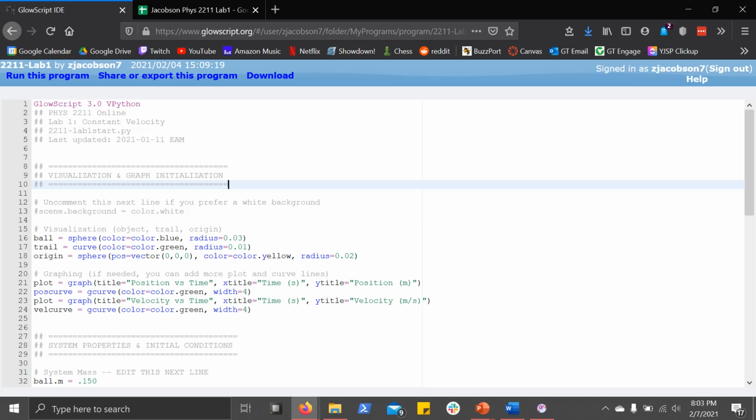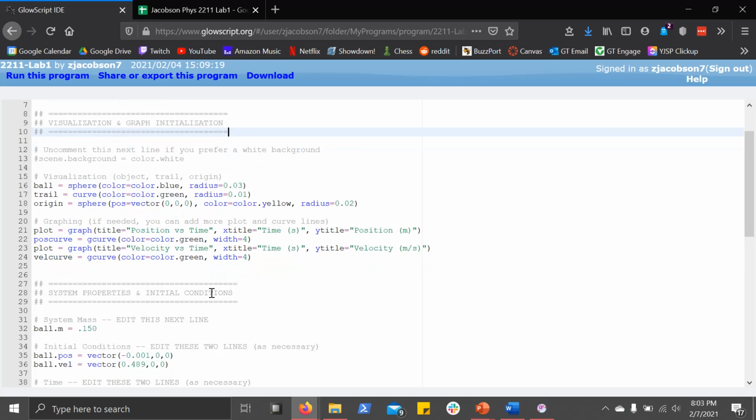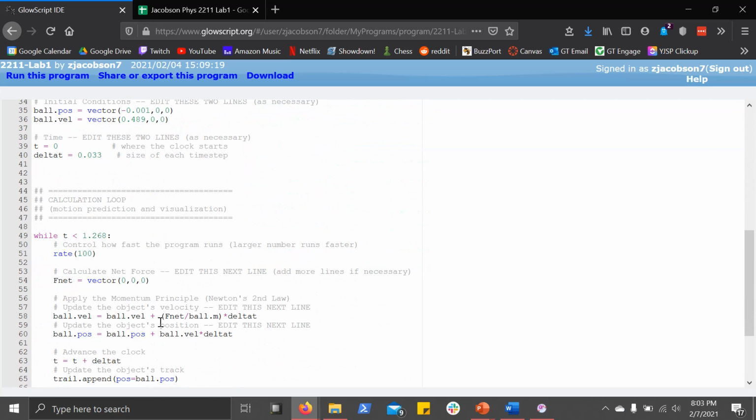In this model, you can see that velocity and position are updated each loop using their update formulas. For the velocity one, F net is 0, so the velocity will remain constant. Then this velocity is used to update the position every loop.